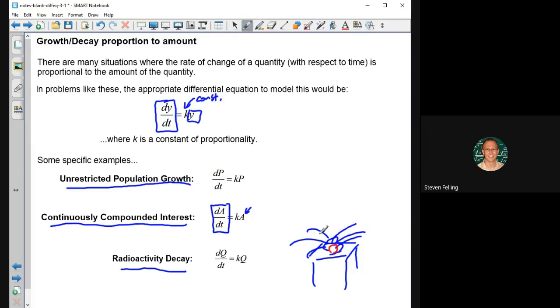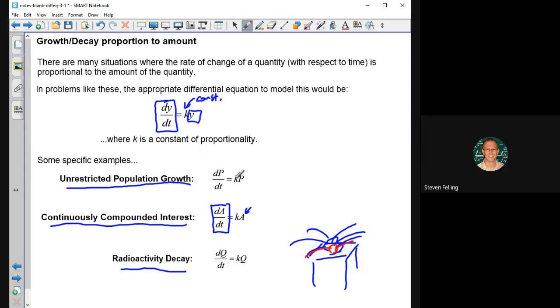Well, it turns out that at first, when you have a large amount of material, there's a large amount of molecules to eject. So you have a large amount of change at that point when this is large. But when you get down here to where you have a small amount, you have fewer particles, so you have fewer particles that can be ejected. So the rate of change drops as the quantity drops. So unrestricted population growth, continuously compounded interest, and radioactive decay are all situations that can be modeled by a first-order linear differential equation. And it's just some form like this.